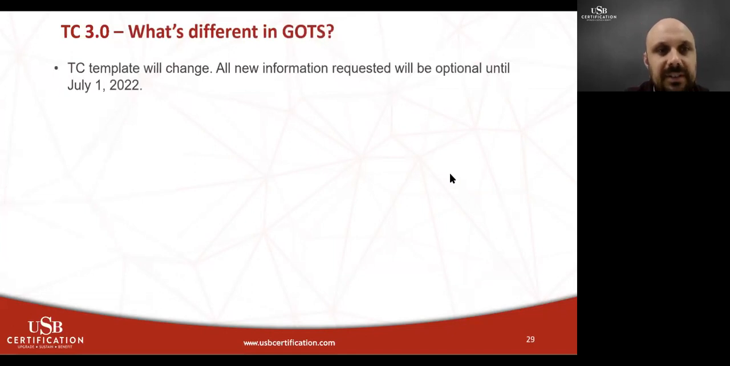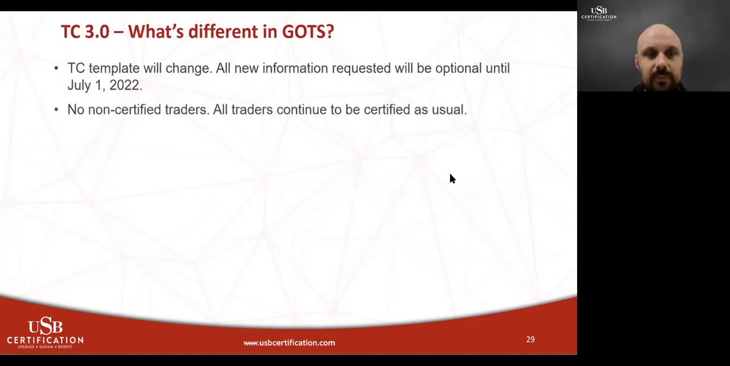So what's different in GOTS? I mean, the TC template will change together with Textile Exchange, that's the same, but all new information requested will be optional until July 1st, 2022. That's the first key change, first difference. There's no non-certified trader concept in GOTS. So all traders will continue to be certified as usual. That's another key difference.